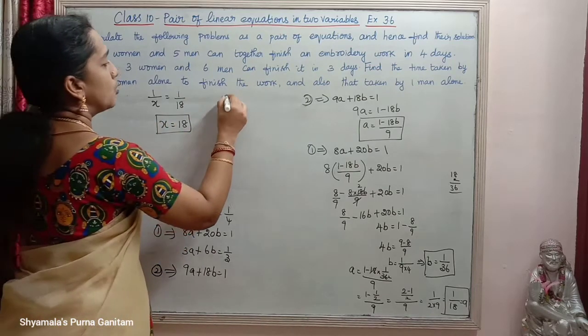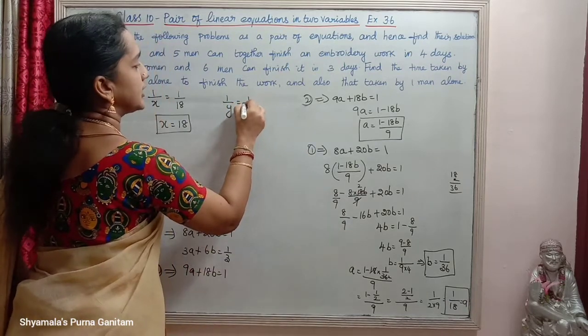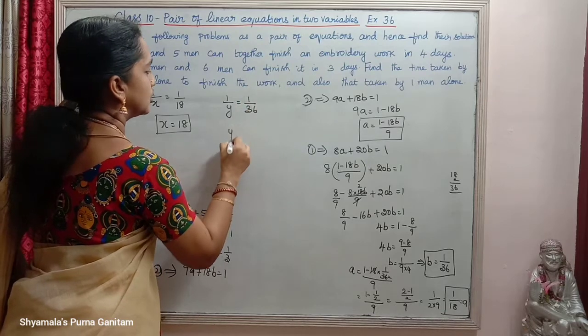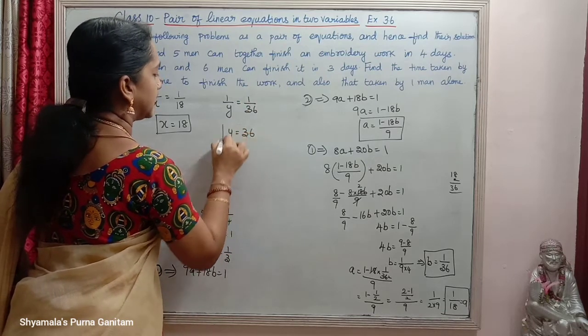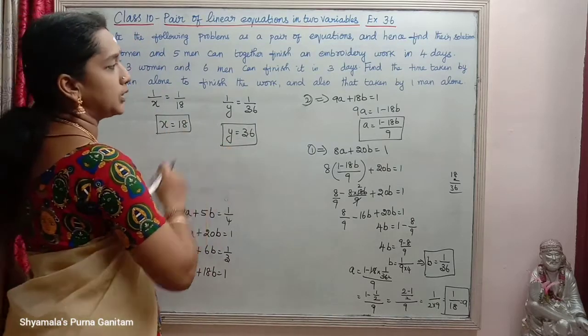Then 1 by Y is equal to B. So B value I got it as 1 by 36. So Y is equal to 36. Okay, so X is equal to 18 and Y is equal to 36.